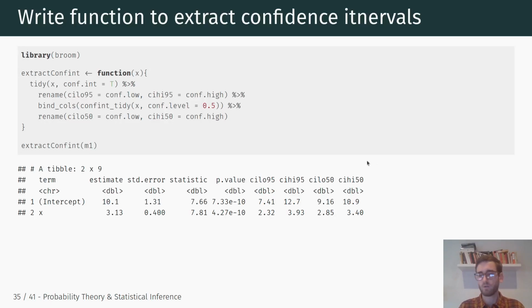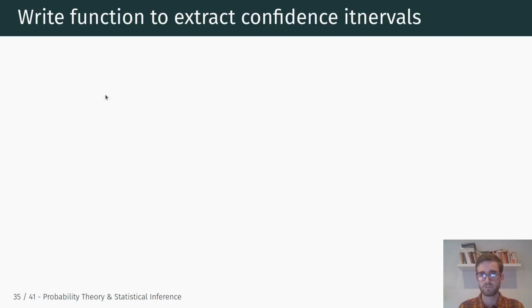The first thing I'm doing here is loading the broom package, because I want to use the tidy command, or tidy lm command, as well as the confint_tidy command to extract this information from our regression model. The custom function that I'm defining here is called extract_confint. This is a function that has just one input, which I call x. And this x will directly be inserted in this tidy command, which we already saw.